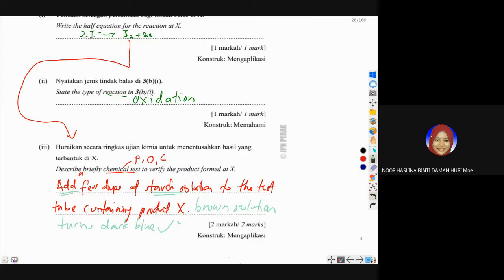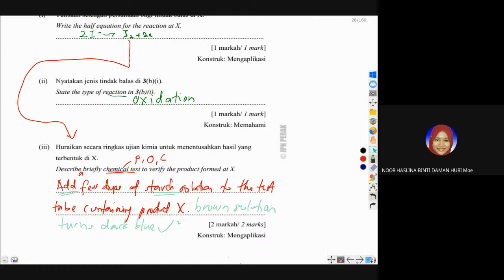Ataupun burning wooden splinter ke? Okay, mesti mention apa yang you guna. Okay, so iodine you must test with a starch. So, after that, what is your observation? You can see the brown solution turns dark blue. Okay, so ni soalan number 3.